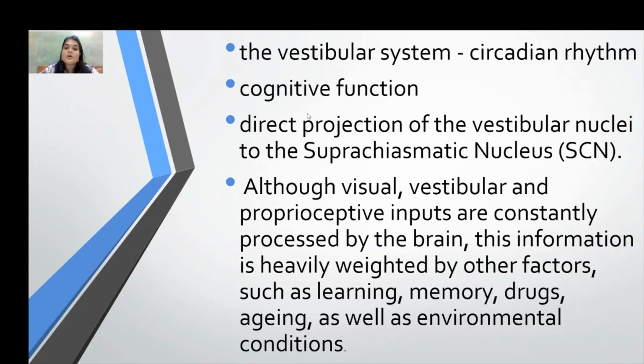The vestibular system also maintains circadian rhythm and cognitive function. There is direct projection of the vestibular nuclei to the suprachiasmatic nucleus, and there is processing of the visual, vestibular, and proprioceptive inputs. The information is heavily weighted by other factors such as our learning, memory, the drugs we take, aging, and environmental conditions.